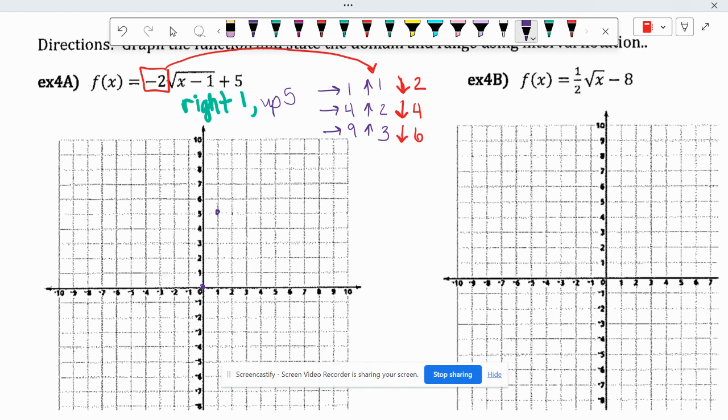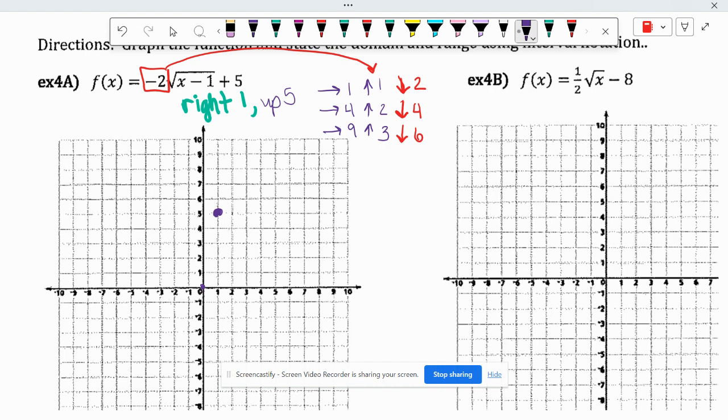So this is where I begin. This is the first point that I can plot. Because if I use anything less than 1, like if I use 0, what's going to be in the radical? A negative number. Okay? So this is why I have to start here.